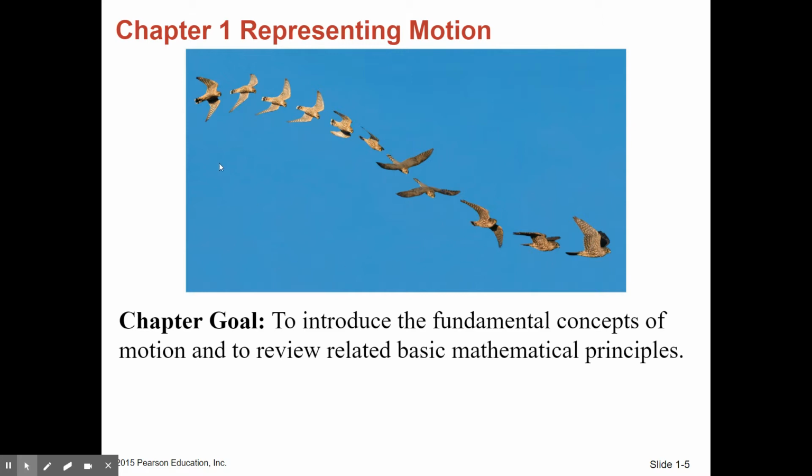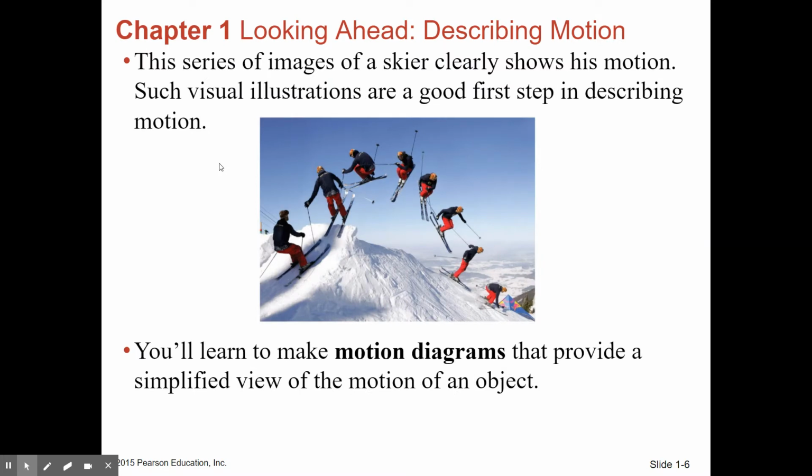Looking at motion here, we have a skier that jumps in the air. This series of images of a skier clearly shows his motion. Such visual illustrations are a good first step in describing his motion. If I were to ask you to look at this and describe what's happening, he's traveling pretty fast, then takes off from the snowbank, moves his body in the air, and then lands.